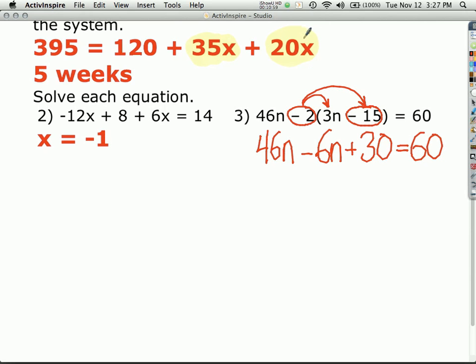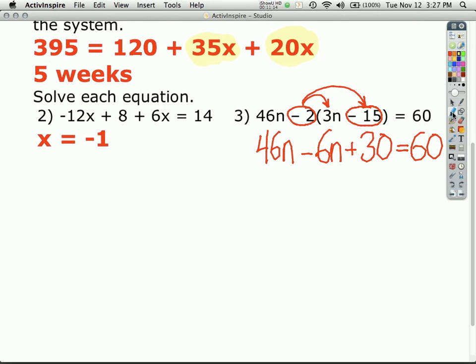35x and 20x. What was it called when we put those two together? What was that phrase? Someone raise their hand and remind us. What's that phrase when we put those together? Combining like terms. So where are the like terms in number 3 now? Where are the like terms? Catalina? 46n and negative 6n.